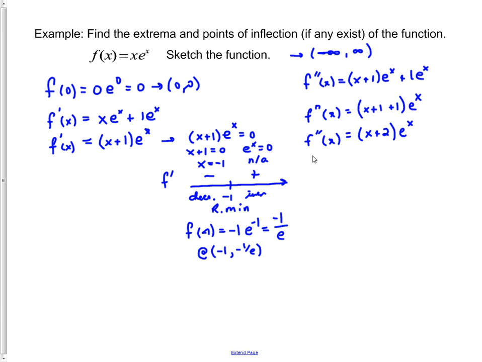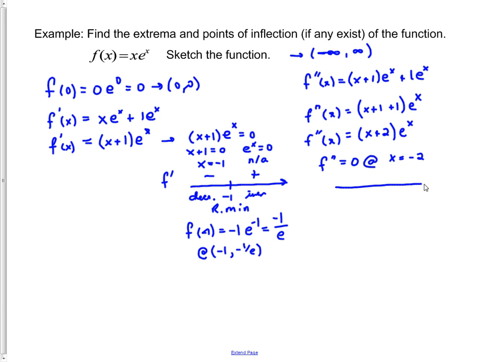Well, if we're interested in points of inflection, they occur wherever the second derivative is equal to 0. And f double prime is equal to 0 at x equals negative 2 only. And hopefully you see why. It's a very similar reason why x plus 1 times e to the x is equal to 0 only at x equals negative 1.